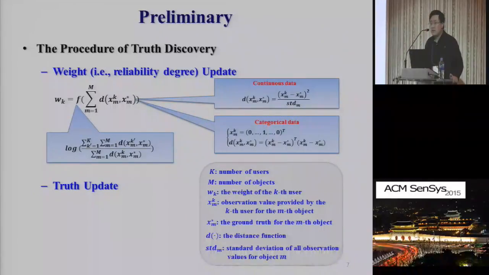On the other hand, for categorical data, we can use a binary vector to represent the observation of the users. If the user believes that the observed object belongs to a particular category, it will set the corresponding element to be 1 and the remaining elements to be 0. This way, we can still use the squared distance as the distance function. During the truth update phase, we can use this formula to update the truth. As you can see, this is actually the weighted average of the user observations.